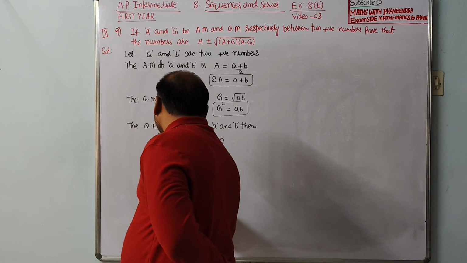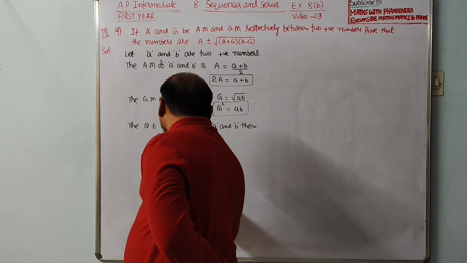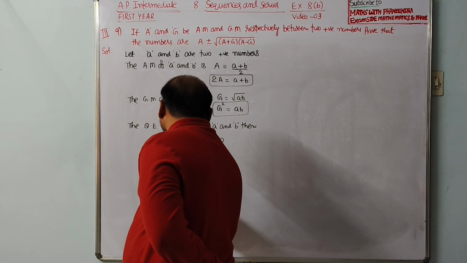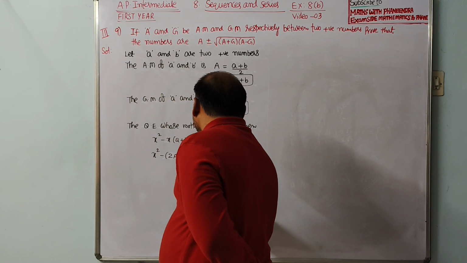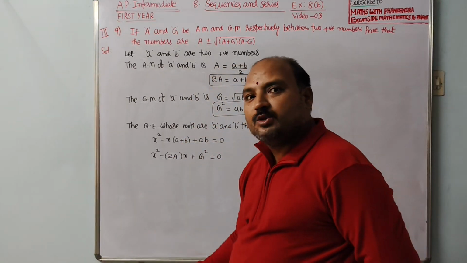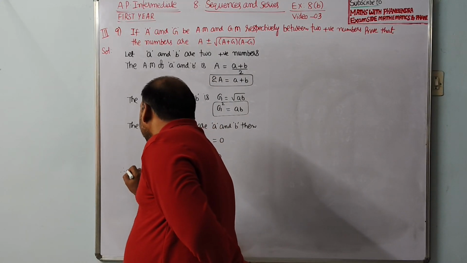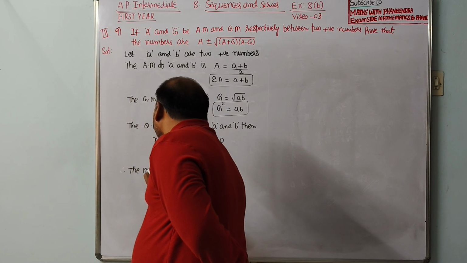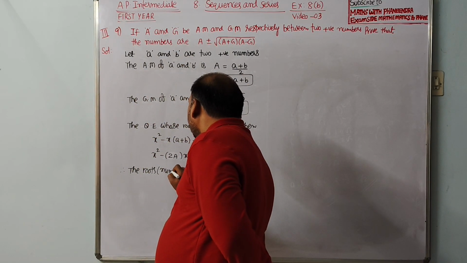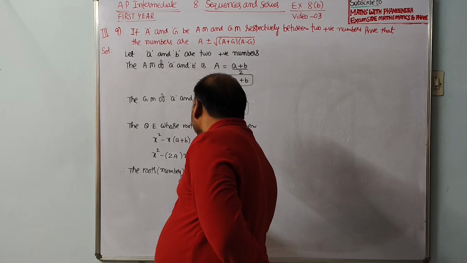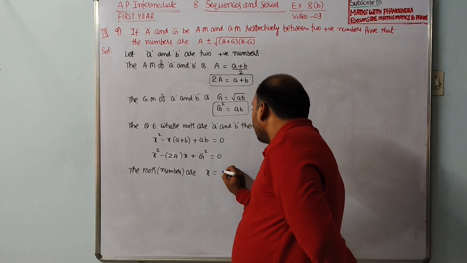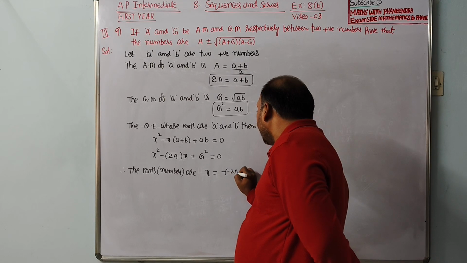So x square minus (a plus b) into x, sorry, in place of a plus b, 2A we have to write it. In place of ab, G square we have to write it. It is a quadratic equation, it has two roots. Therefore the roots means indirectly the numbers. x is equal to minus b, so minus of minus 2A.